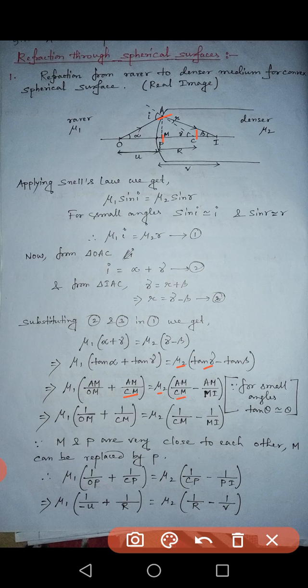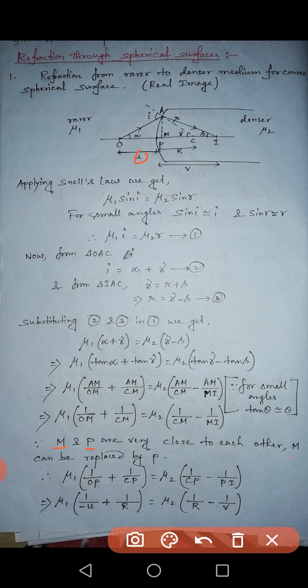For beta we are considering the AIM triangle. So in the AIM triangle tan beta means perpendicular AM, base is MI. Now you see, all this AM will get cancelled. So what will we have? Mu 1 into 1 by OM plus 1 by MC, mu 2 into 1 by MC minus 1 by MI. Now, at the very beginning of this derivation I told you that M and P are very close to each other. So M can be replaced by P, and why are we doing so? Because the distances like object distance and image distance, these things we always measure from P.